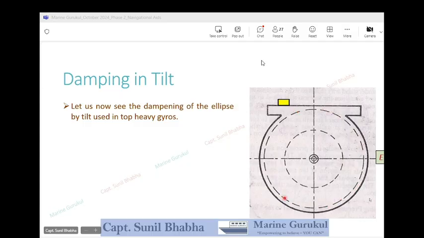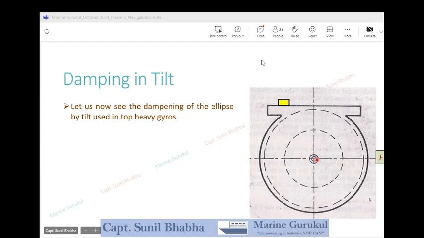You are looking at the rotor and spin axis arrangement from the south end. This circle in the center of the diagram represents the spin axis. The spin axis is going into the screen and coming out of the screen towards you. You are looking at the spin axis from the south end side. So the end of the spin axis which is going into the screen is the north end of the spin axis, and the end of the spin axis which is coming out of the screen towards you is the south end of the spin axis.